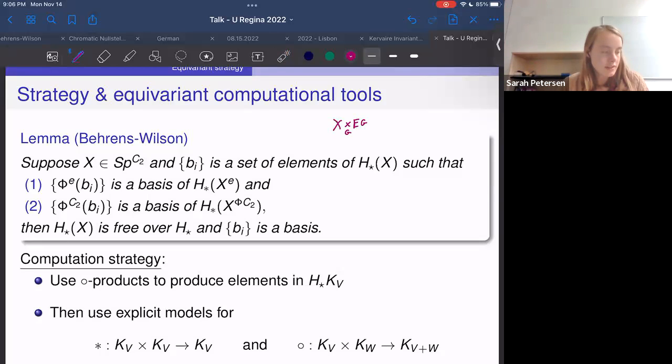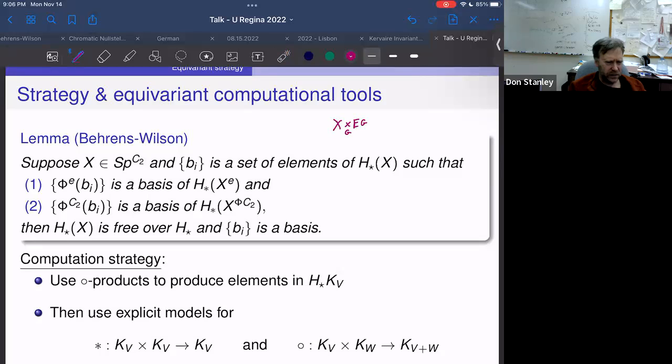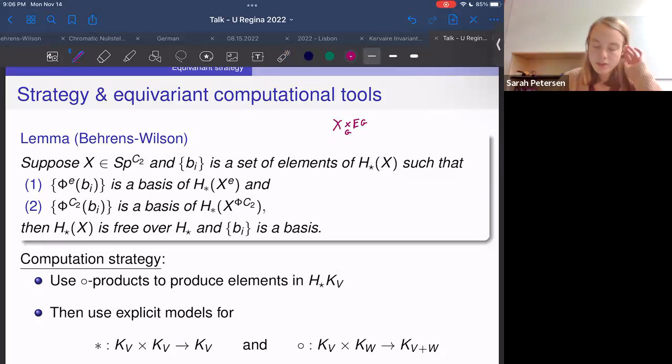Right. That, and you can just take normal homology of that. Yes. So for normal homology of this, a reason to take RO(G)-graded homology is that it gives a nice version of Poincare duality for manifolds.